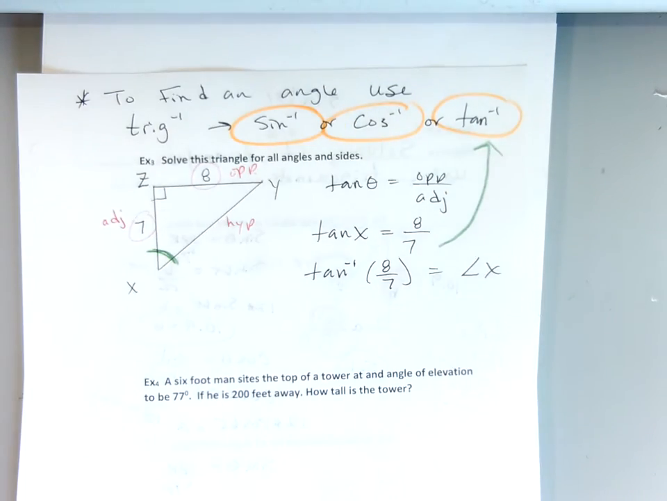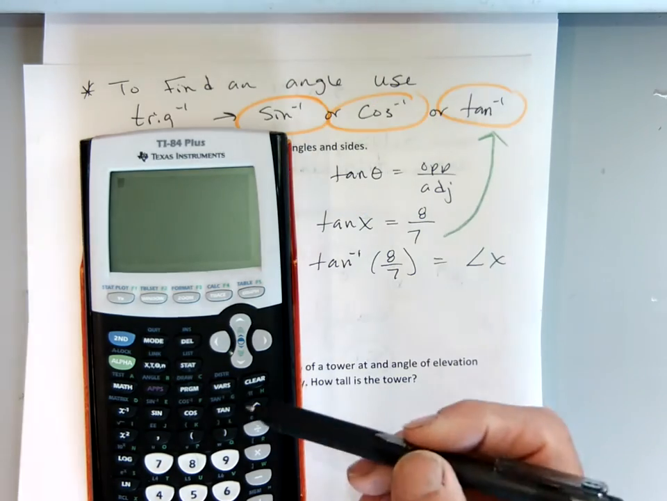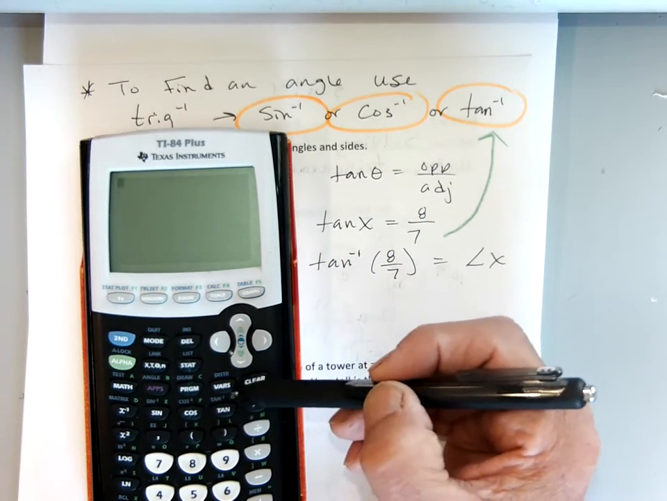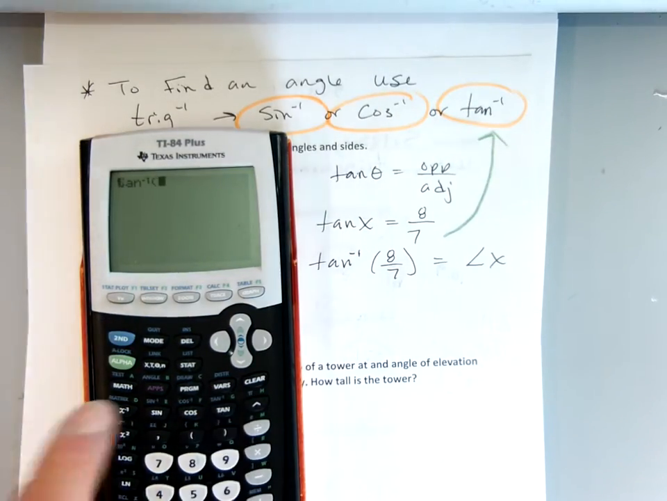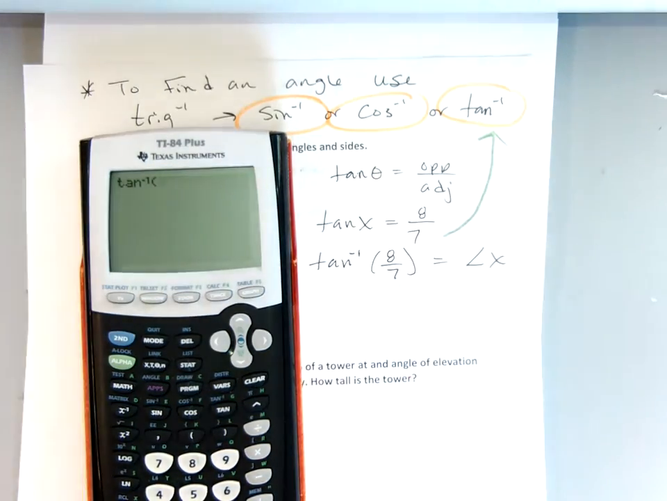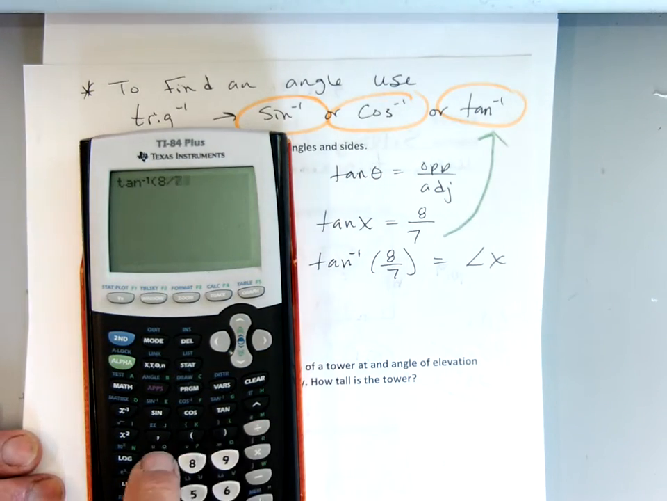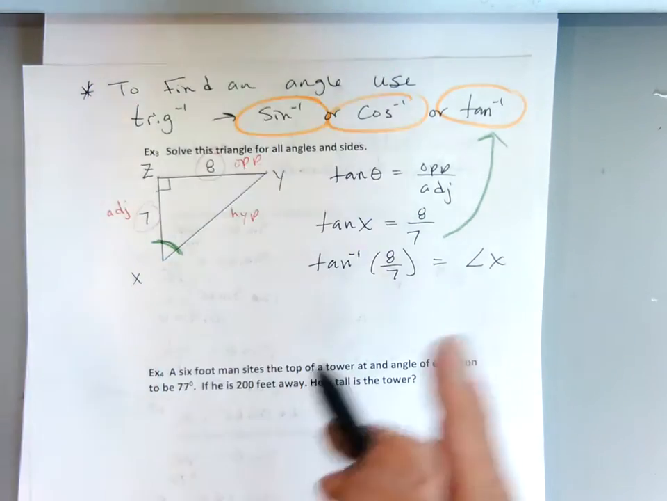Okay, so let's put that in our calculator. I need the inverse button, which is these little blue ones, right? So I need to get the blue button, so I use the blue button here. Okay, so I'm going to go second tan. So you need that. See the little negative symbol? You've got to have that of 8 divided by 7. Okay. All right, 48.8 degrees makes sense. If you get an answer that's a weird answer, then either you made a mistake or you have the wrong mode. So 48.8 is angle x.